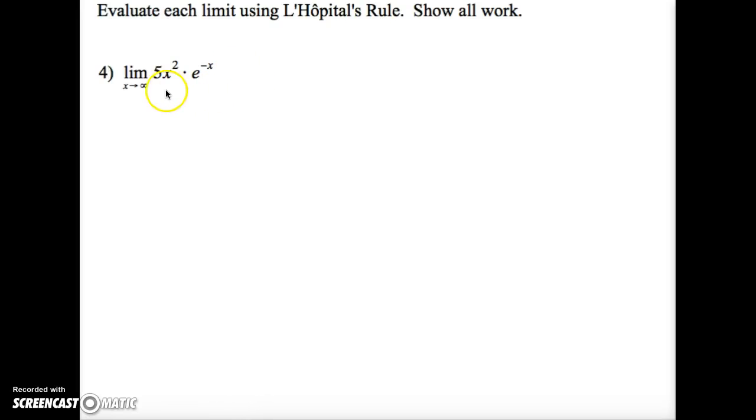So we're evaluating this limit as x approaches infinity, and that means that this is going to become a very large negative number. So that's going to go up to negative infinity. That's going to go up to positive infinity. So we have negative infinity times positive infinity, which is an indeterminate form. So we're going to have to use some other way to evaluate this limit.